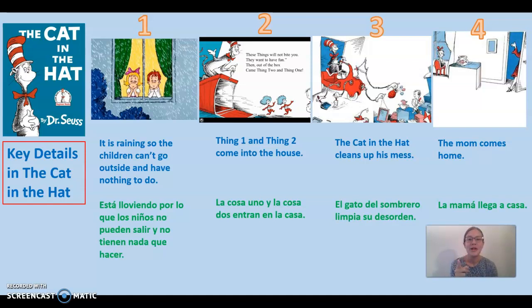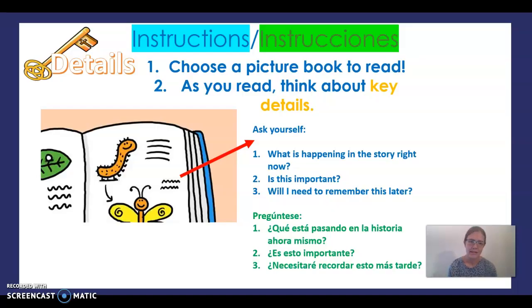So what you guys are going to do today is practice. You're going to grab a picture book, any picture book. It can be one that you can read on your own or one that your mom or dad or someone is going to read to you. But as you read, you're going to be thinking about those key details or what's important to the story. And so I want you to do this after every page.